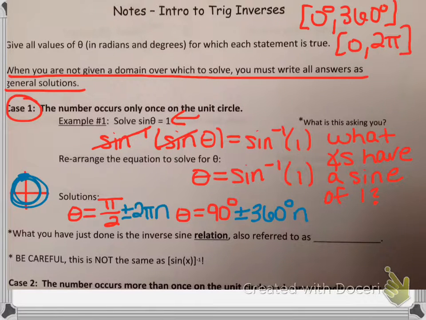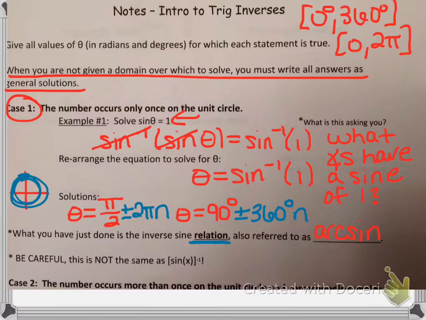Now we've always, so far, been calling this the inverse sine relation, and there's a reason it's a relation. We're going to get into that next week. But there is another name for it. They go by two different names, and that other name is arc sine. So what that means is that these are interchangeable. So saying inverse sine of 1 is the same thing as saying arc sine of 1.